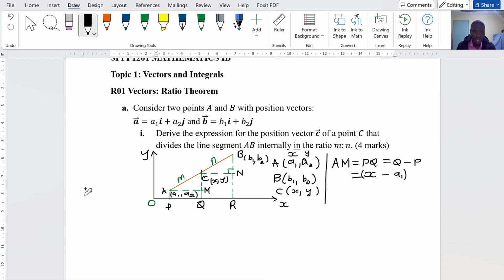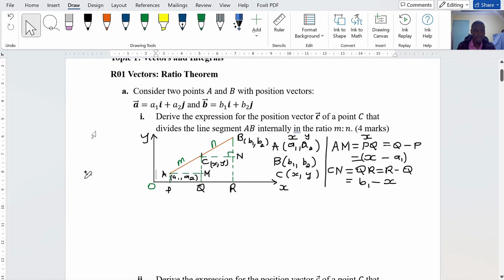Now let's go to the horizontal distance CN. CN is projected to QR. If you look on the x-axis, QR is the same as CN, which is R minus Q. Now our R is B1. You can see that. X, we are considering X first. And our R position, it is R minus Q. Our Q is X. Good.